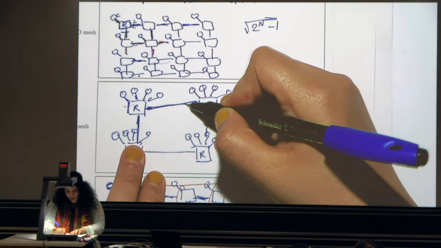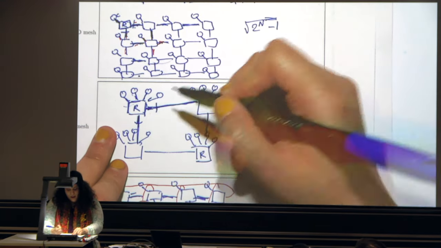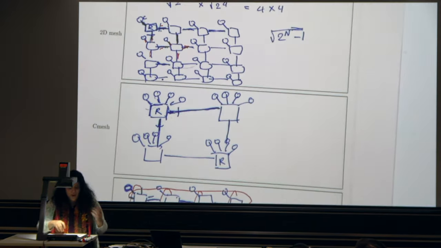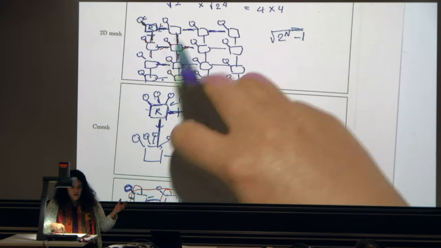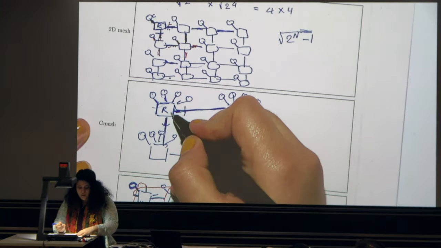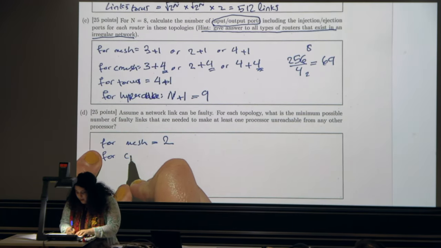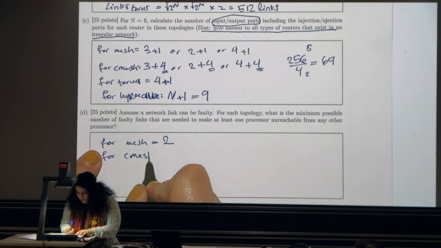And for C-mesh, again, this router, if you want to isolate it, the answer would be 2. So no matter how much you scale up your concentrated mesh, you again would have a mesh. So the nodes in the corner will again have a bad life, like the ones in a normal mesh.